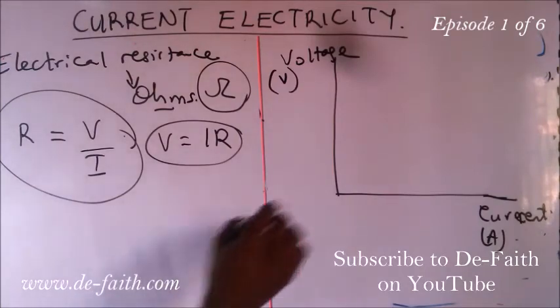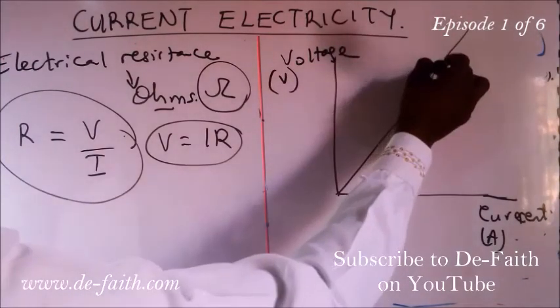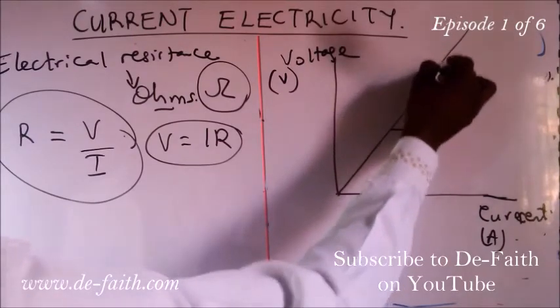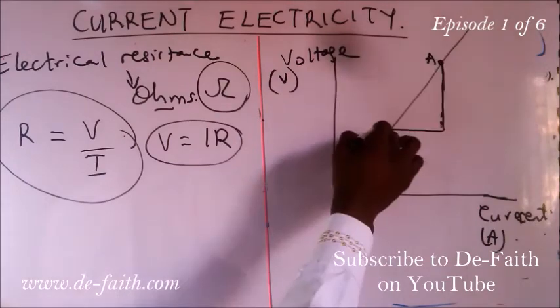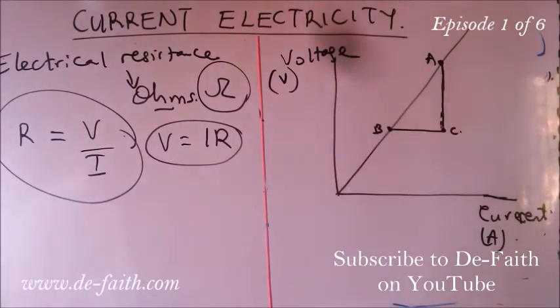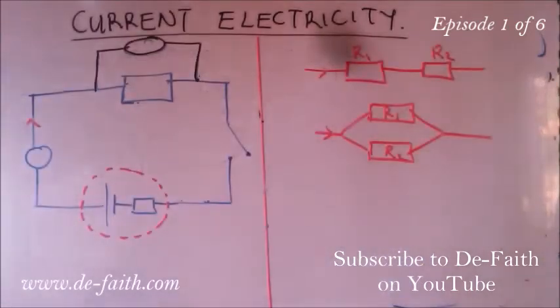And when we plot this graph, you have a straight line positive graph. Considering that when we draw a slope, let's call this point A, point B, and point C. With this, we'll have a slope which will give us the resistance. Still on resistance, the resistance of a substance is its ability to resist the flow of electricity.